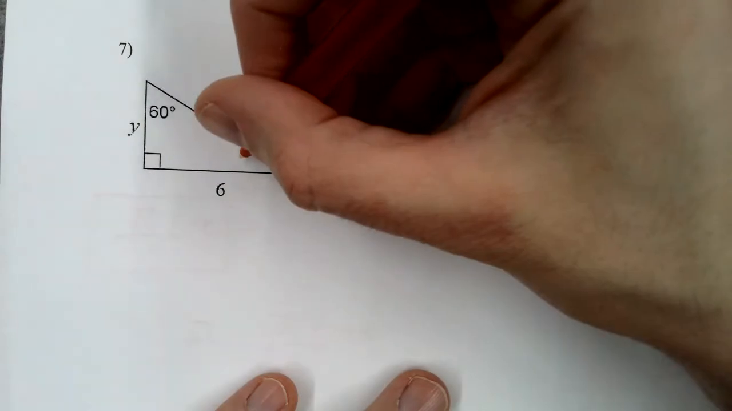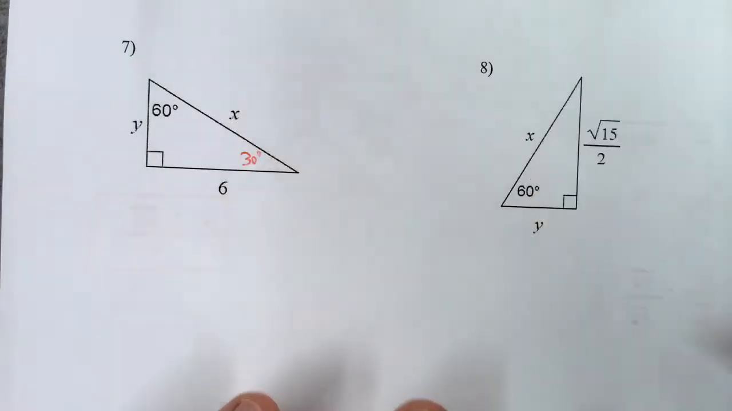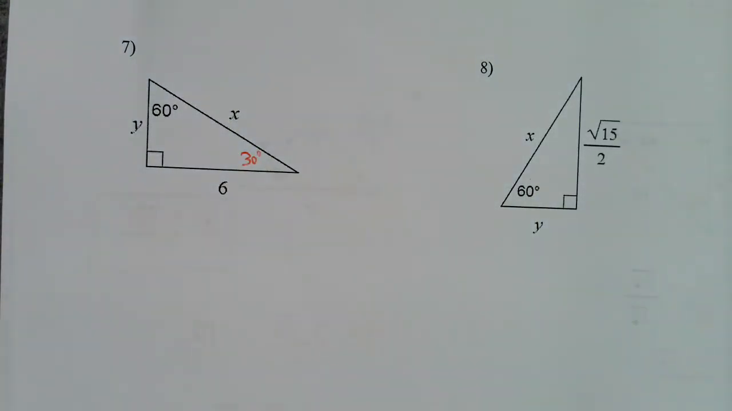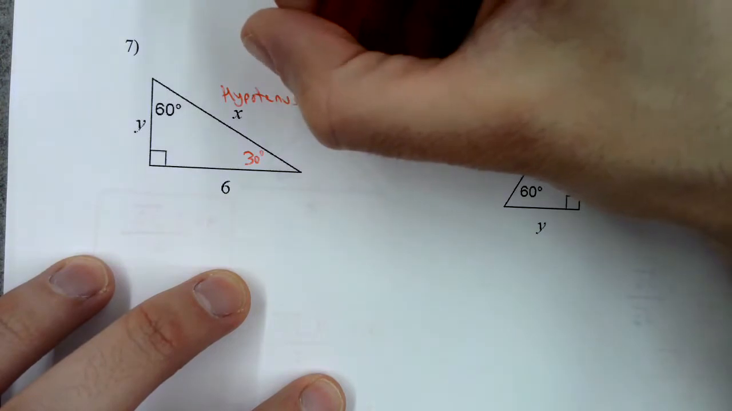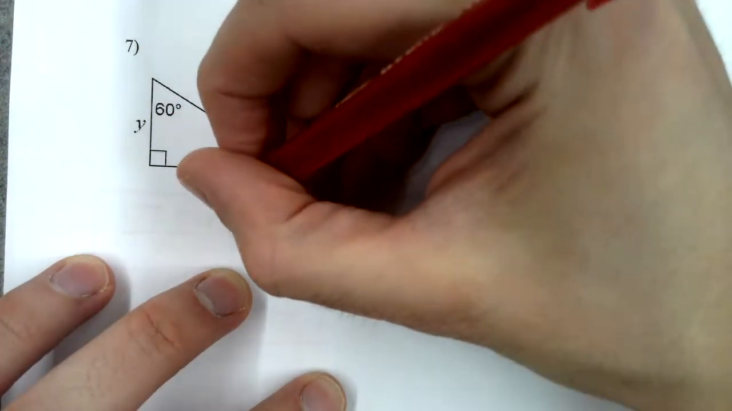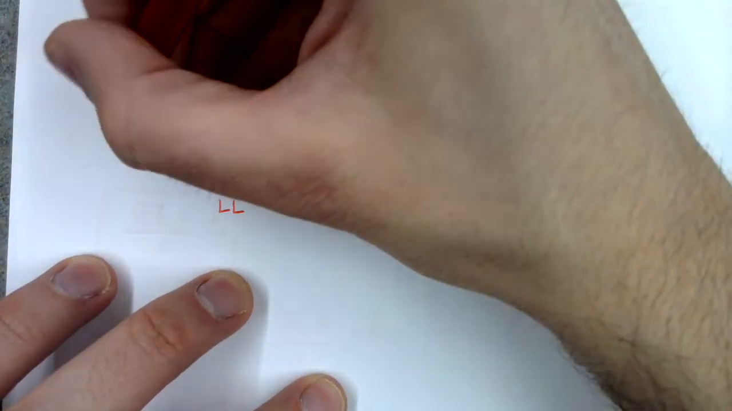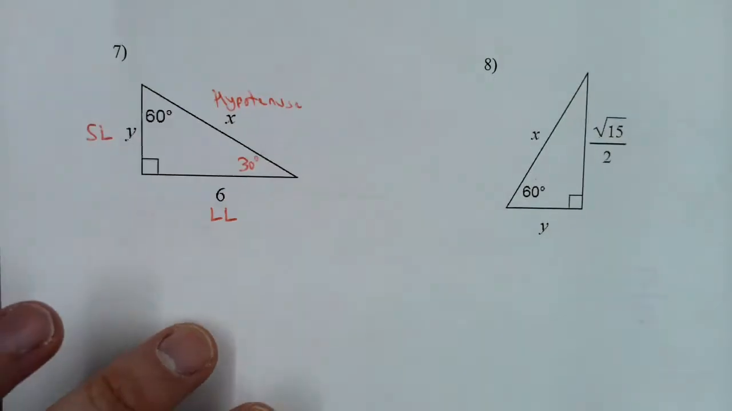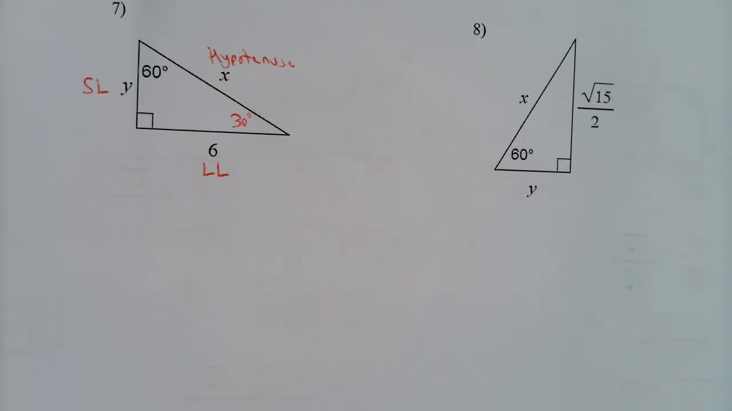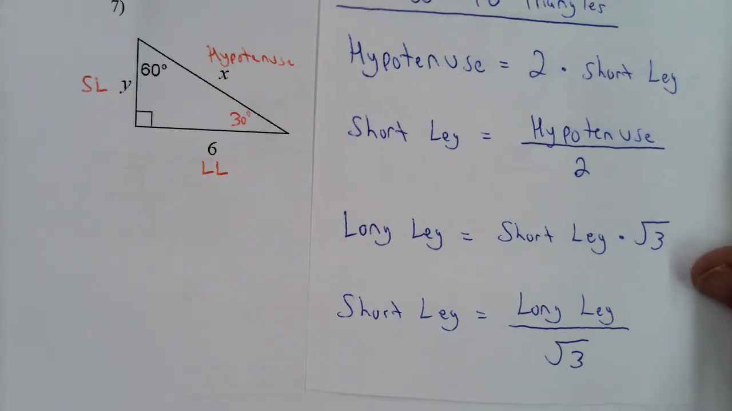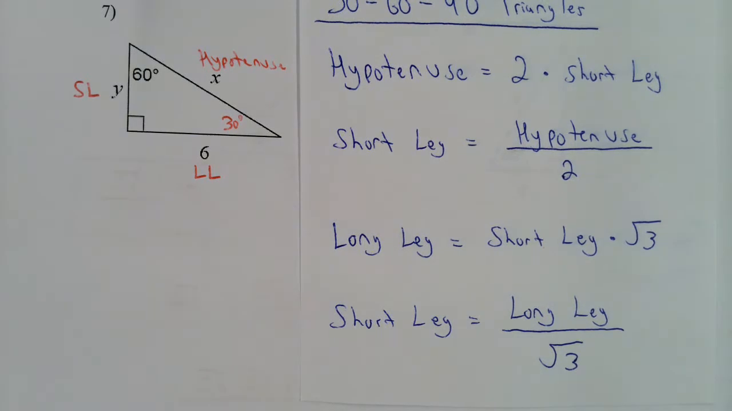Number 7, let's label this angle as 30 degrees. And we have x as the hypotenuse. Again, I like to label this just so that way it might be a little easier for you. This is the long leg, LL, and this is the short leg, SL. You don't have to do that, though. Let's start by looking at our formulas again to figure out what we can do next. We have the long leg, so I'm going to solve for the short leg next.